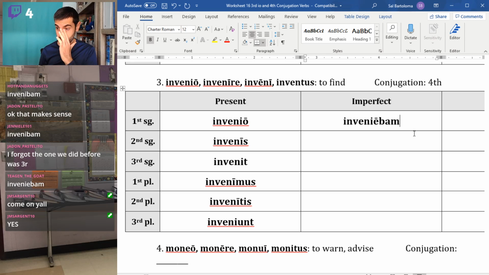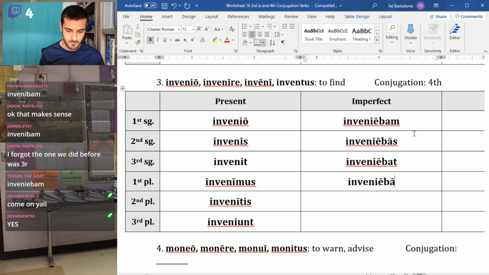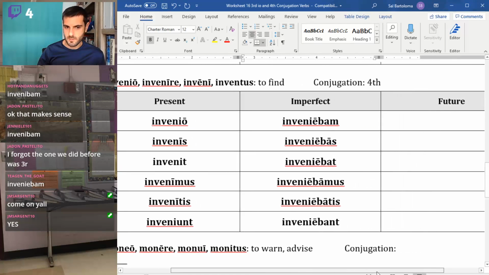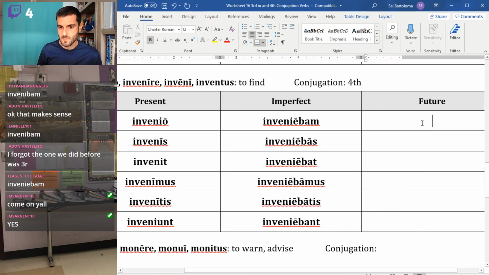Inveniebam. So we have the I and the E. Got him. Inveniebam, inveniebas, inveniebat, inveniebamus, inveniebatis, inveniebant. Right? So we have the I and the E. And what about the future for invenio?